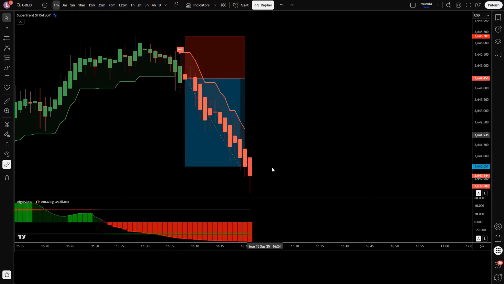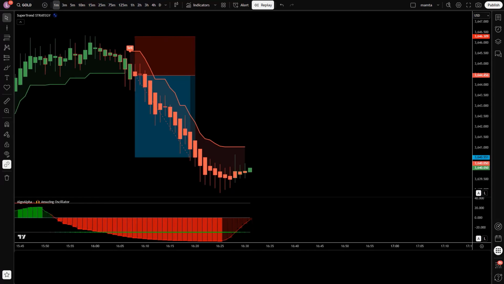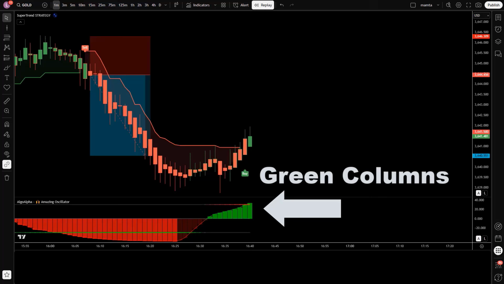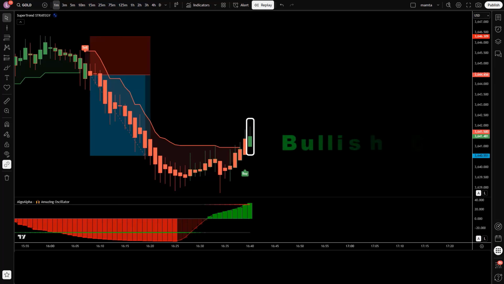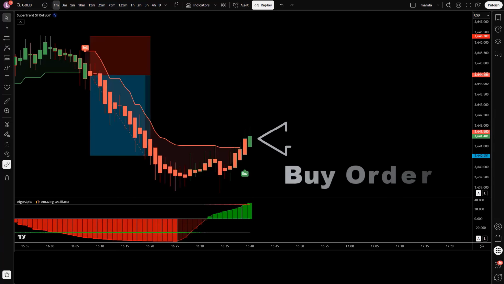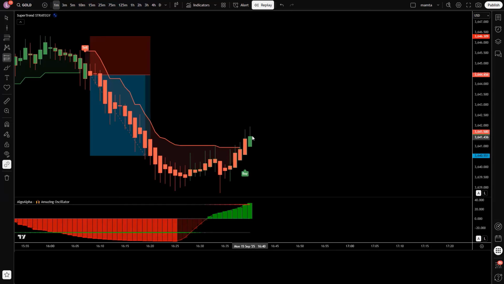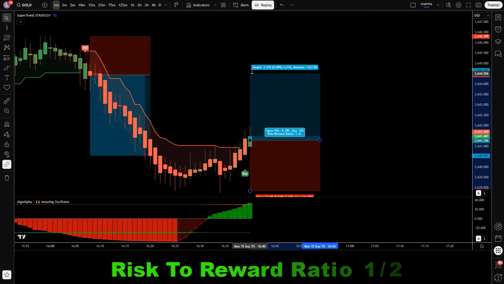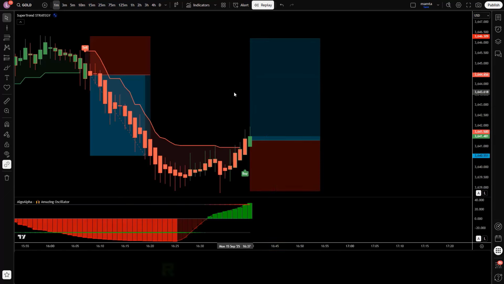Let's find the next trade. Here the Supertrend strategy indicator gives us a buy signal. Here the awesome oscillator indicator shows green color columns. Here the market has made a bullish candle to give confirmation. So all our conditions are being fulfilled, so we are placing an order to buy. Our stop loss is the previous low of the market, and the risk to reward ratio will be 1:2.